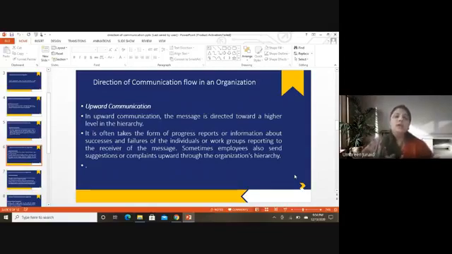So this is a very good tip, that you always welcome suggestions as well as complaints from the people who are working in your organization as employees, and their suggestions and their complaints sometimes may bring a good change in the organization.